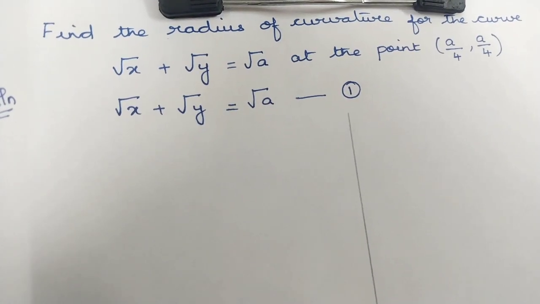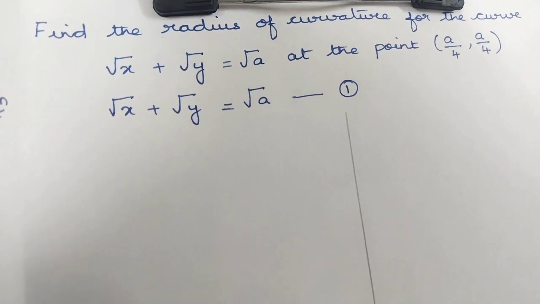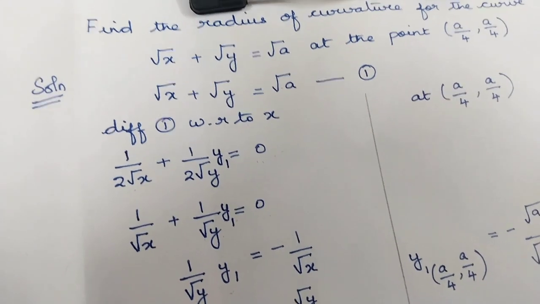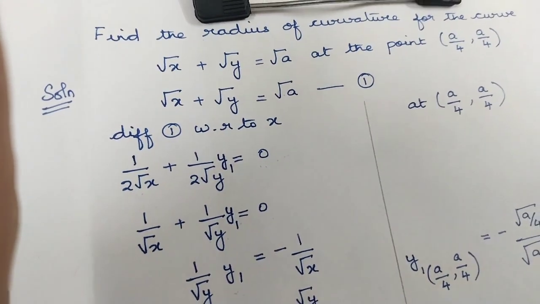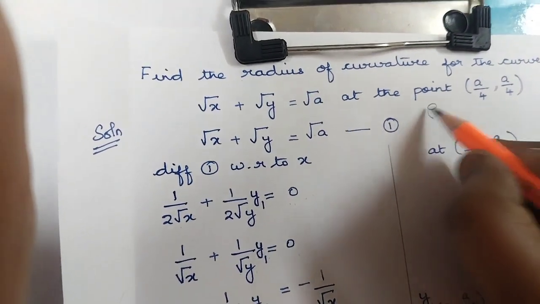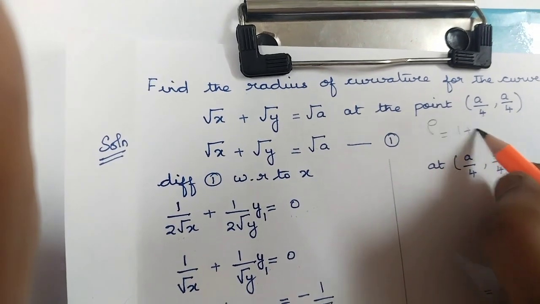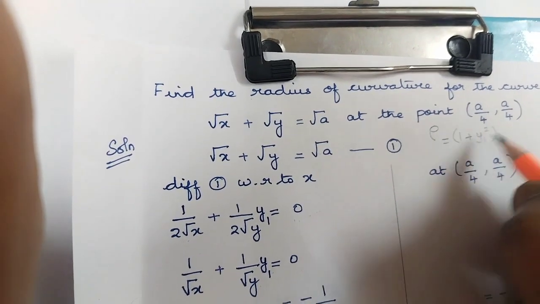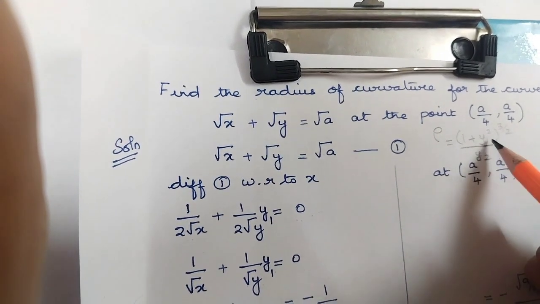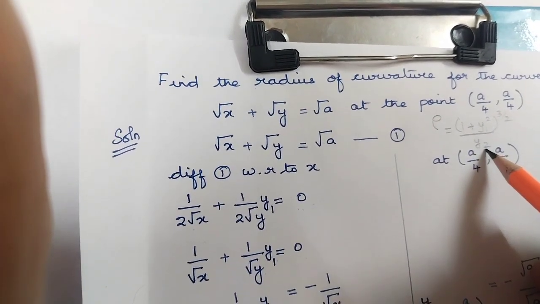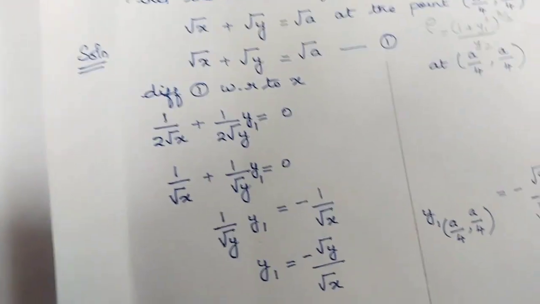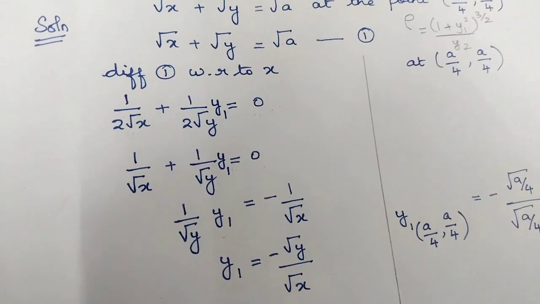So going to the problem, we will take root x plus root y is equal to root a as the first equation. We are going to find the radius of curvature. To find the radius of curvature, you have to find rho, which is equal to (1 plus y1 square) the whole power 3 by 2 by y2. So now you will have to find y1 and y2. For that, you have to differentiate this first equation with respect to x.